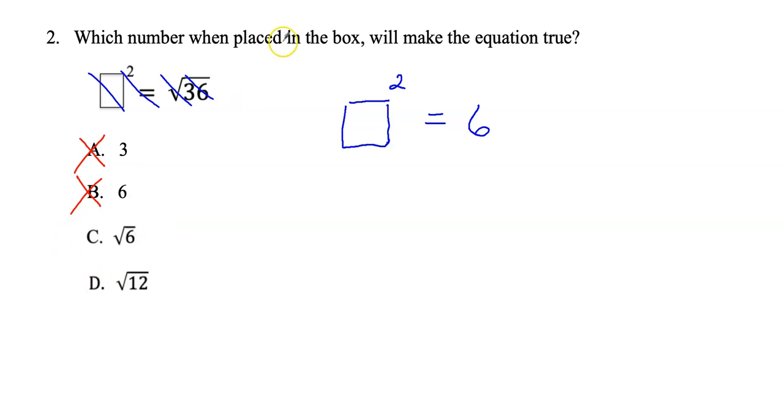But let's go ahead and plug in C. So I'm going to put the square root of 6 into the box. So let's simplify this. Whenever you have a square and a square root, they cancel each other out. And what's left is the 6. So I'll just bring the 6 down. And 6 equals 6. So my answer is C.